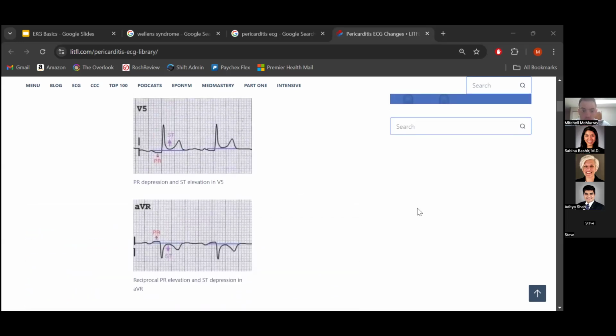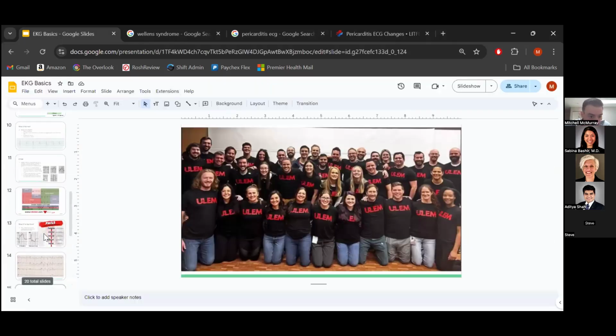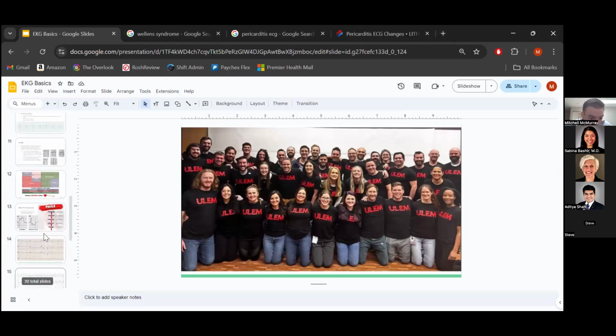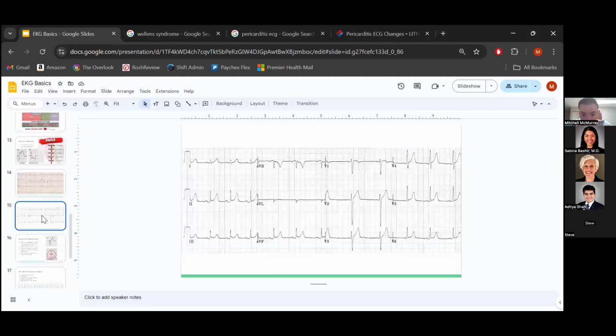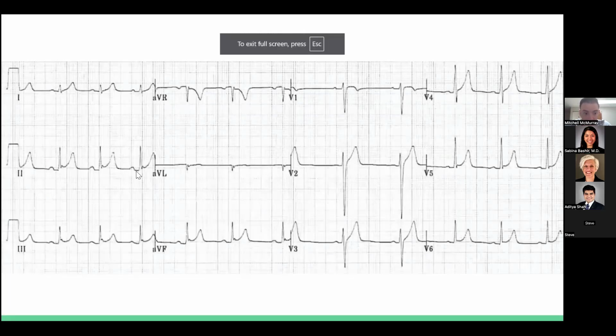So if I can go back to my benign early repol. I do agree, this kind of looks like there may be some PR depression. Maybe I just picked a bad example. But there's not really ST elevation in some of these leads. This is questionable. There's no ST elevation here. There may be some PR depression here and here, but pericarditis is much more obvious.